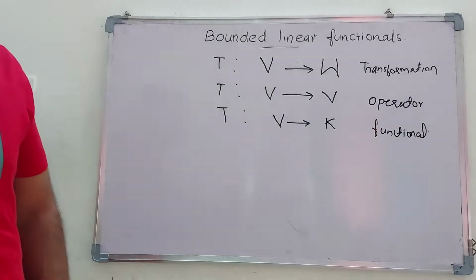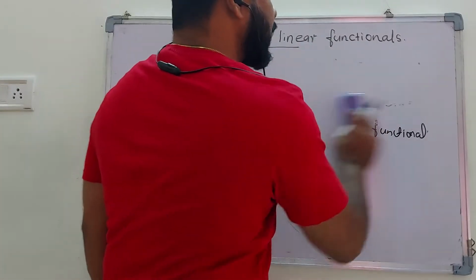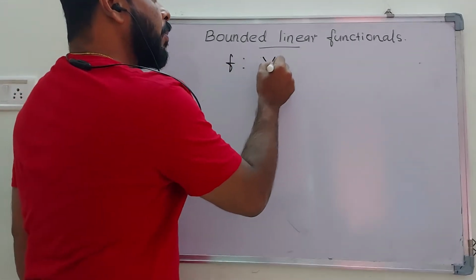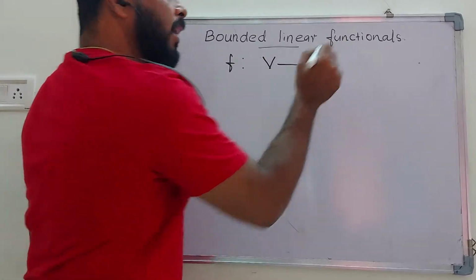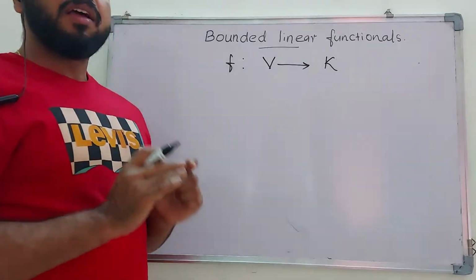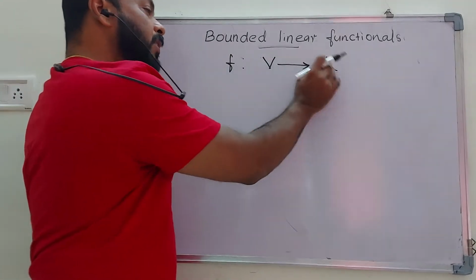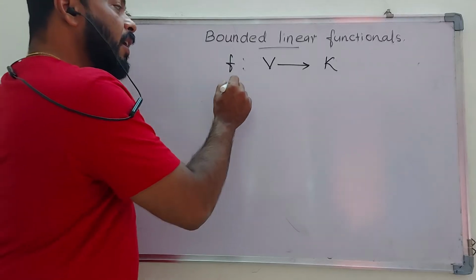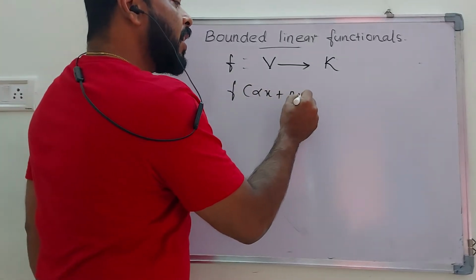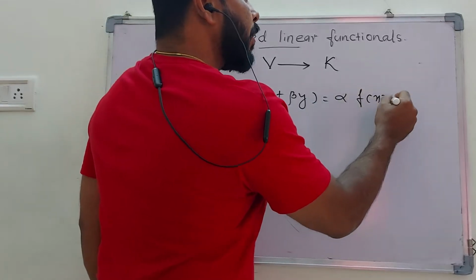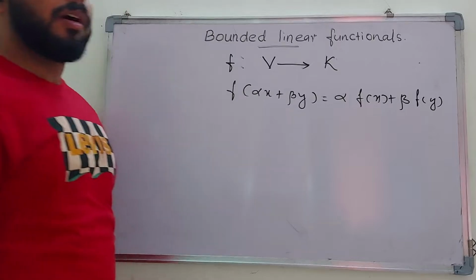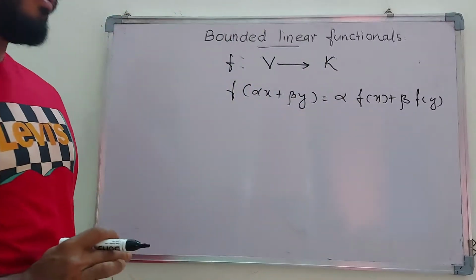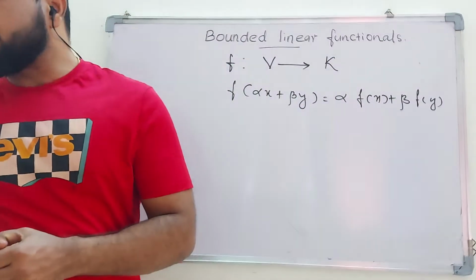Similarly, if we consider normed spaces, if V is a normed space over the field K, then a linear functional is a linear transformation from the normed space V to the underlying field K. A linear transformation or a linear mapping from a vector space or a normed space to the underlying field K is called a linear functional. It is linear in the sense that f of alpha x plus beta y is alpha f of x plus beta f of y, as in the case of linear operators. This linear means if x and y are any two vectors of V, and alpha and beta are any scalars, then f of alpha x plus beta y is alpha f of x plus beta f of y.